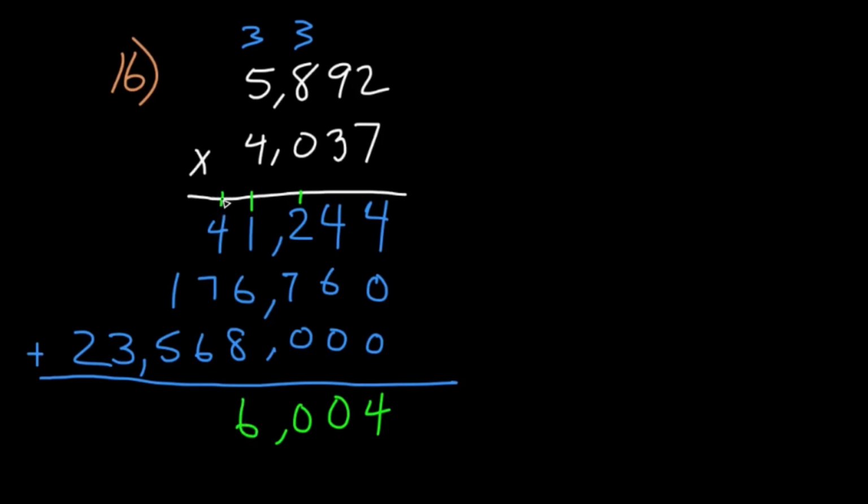I have 1 and 4 is 5. Plus 7 is 12. Plus 6 is 18. Carry the 1. 2 and 5 is 7. And then we just have 23 million left. So the final product is 23,786,004.